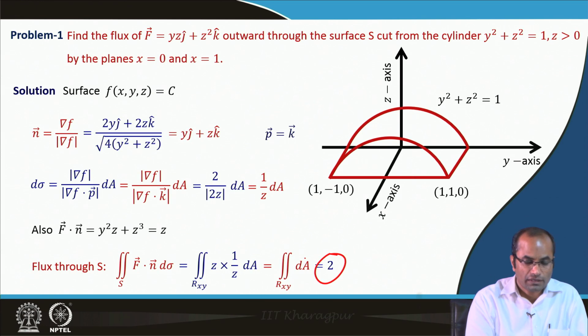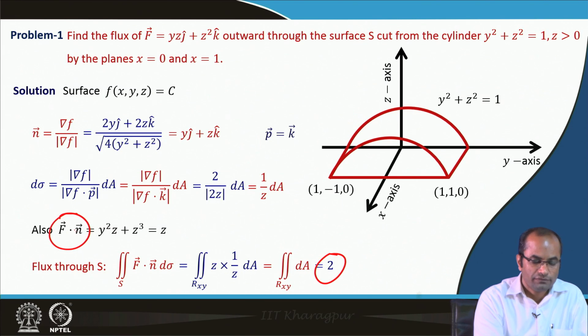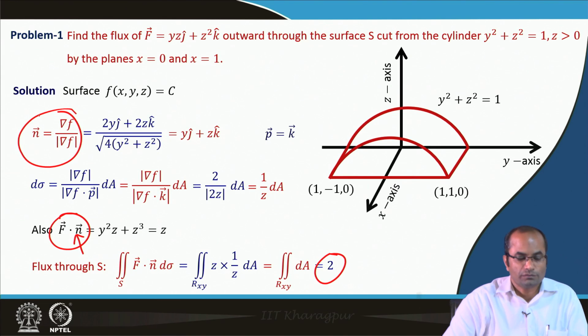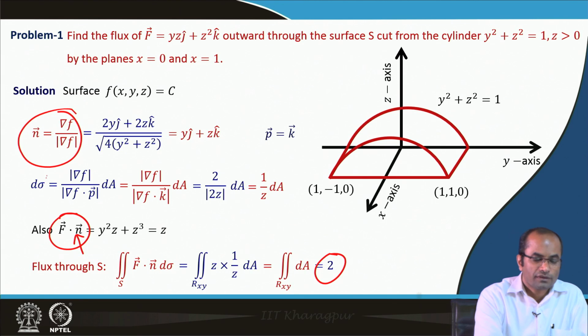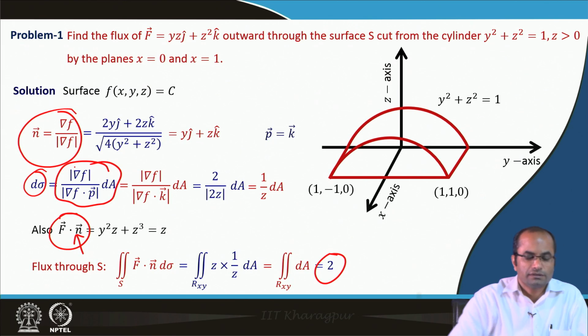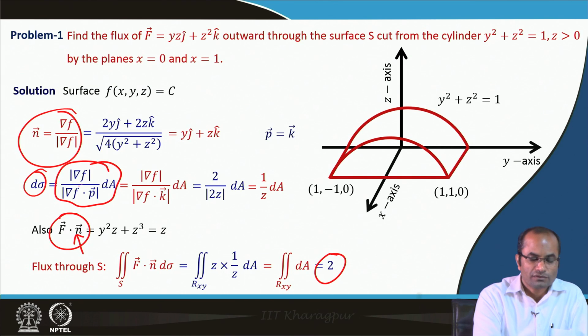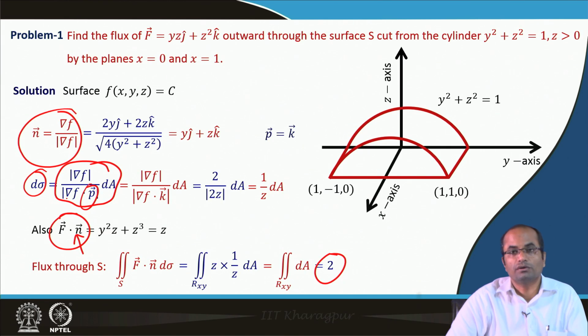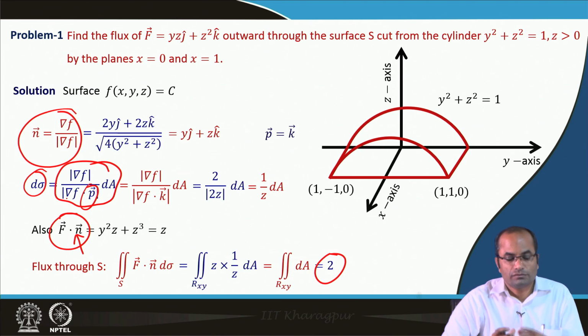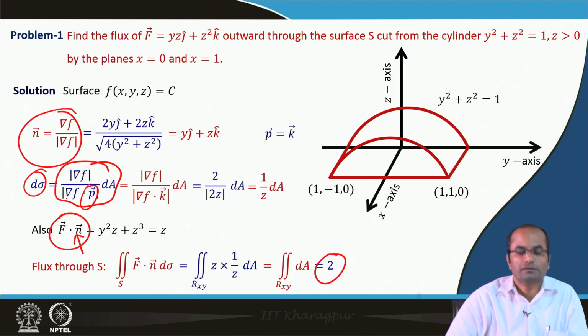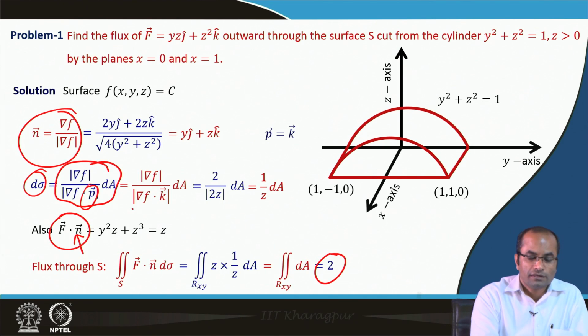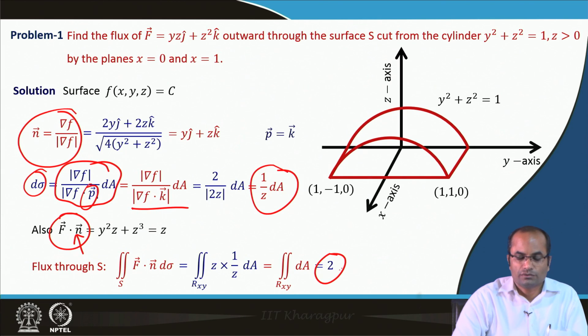So, it is clear we need to compute this f dot n. For that we need n, which can be computed from the given equation of the surface. We need this differential element, which is standard, we have done in the last lecture as well. This again is computed with the help of f and this p, which depends on which coordinate plane we have considered for the projection, and then this is 1 over z dA. So, the value of this flux is 2.